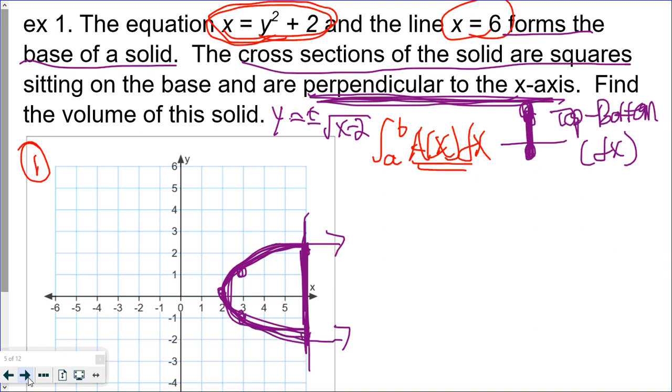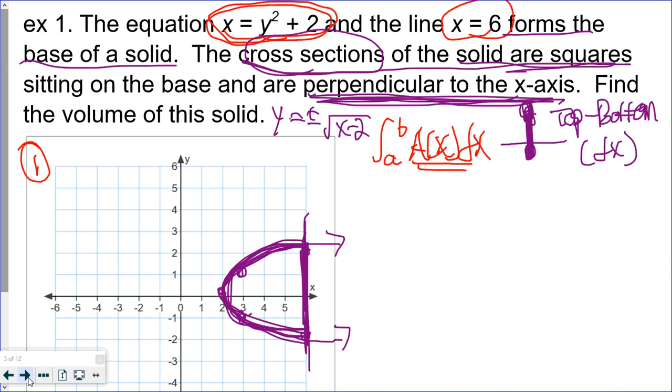Now, picture something resting on your desk. This is the base of it. Okay? Now, this is the hard part: try to imagine the three-dimension is coming out of your screen. It's coming out at you. And what's coming out at you is a bunch of cross sections that are squares.